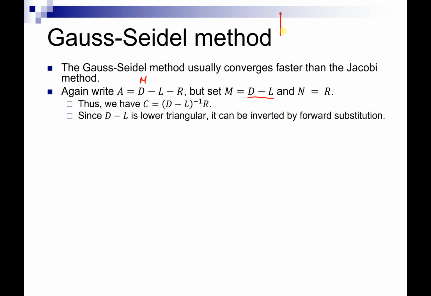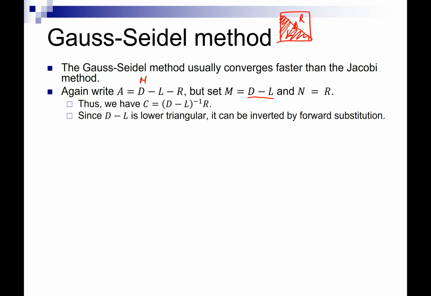Now this time we're going to set M to be the entire lower part plus the diagonal. Again, we have this picture of A over here, with the diagonal part, the lower part, and the upper part. Now we're going to set M to be equal to this entire thing over here, including the diagonal. And then N is going to be the upper part. So then C is going to be equal to M inverse times N, which is equal to (D minus L) inverse times R.